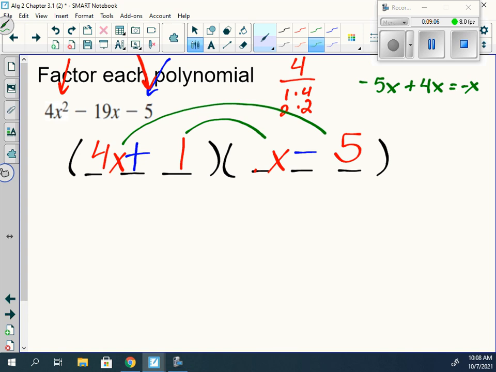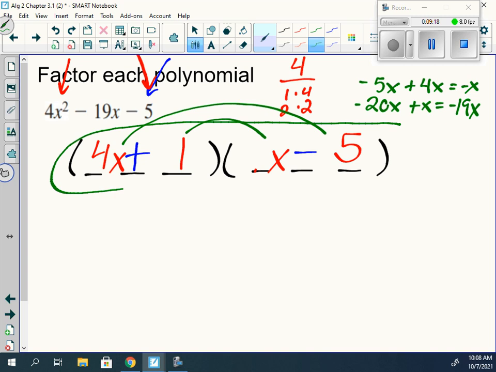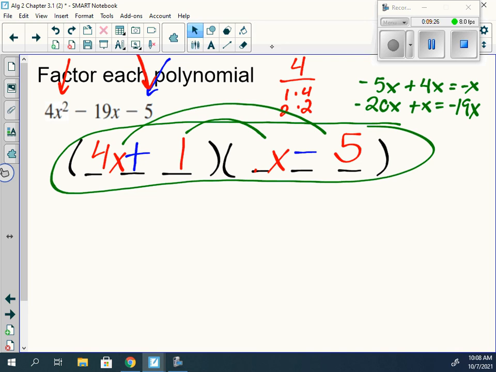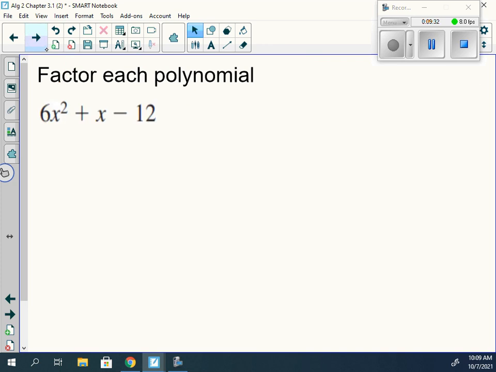Now, 4x times -5 would be negative. 1 times x is plus x, which gives us negative. Is that what we wanted? That's it. Any other questions on this here? We feel good with this here? So that there would be the exact same.